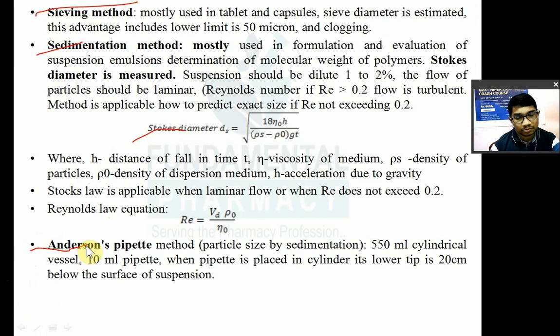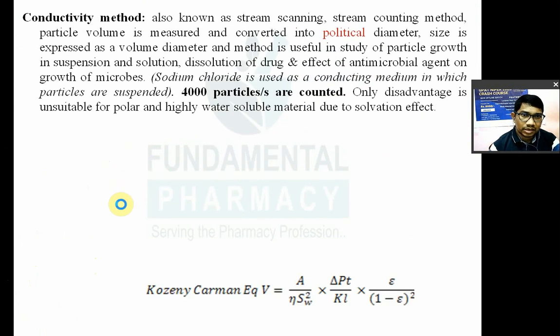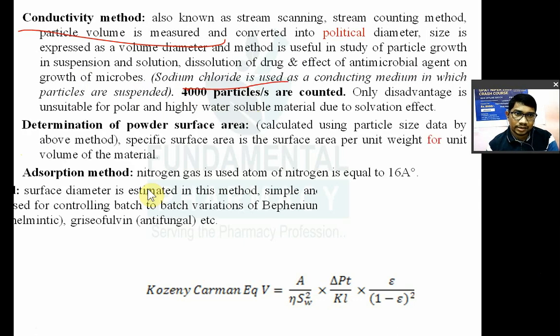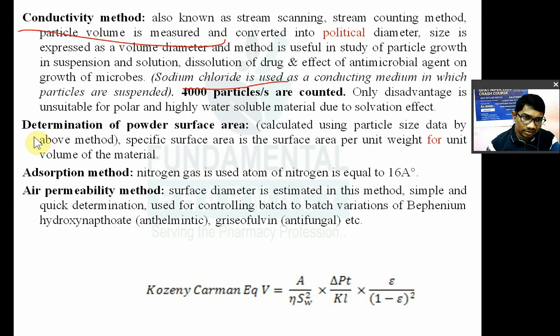इसके ऊपर क्वेश्चन बहुत बार आ चुके हैं, last year में आया था, we have already seen. We will take next the conductivity method, which we have also completed. A solution of sodium chloride or salt is used to make it conductive. Now it is known as the stream counting method, or the stream scanning method. 4000 particles per second are counted. इसके ऊपर क्वेश्चन आ चुका है, and it is not suitable for polar and highly water soluble molecules.